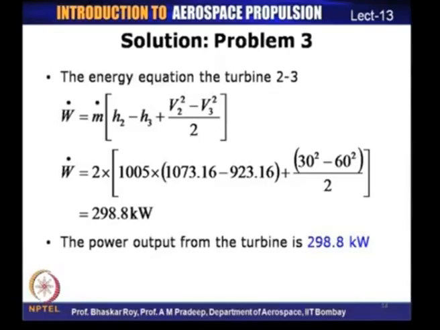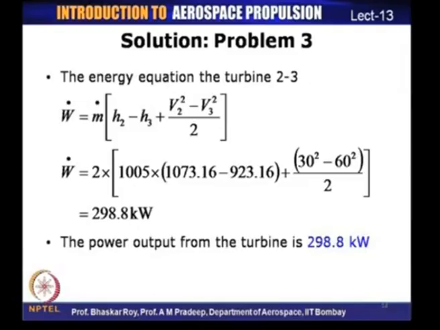So, we have all these values given in the problem. We have the mass flow rate. To calculate H2 and H3, it is basically Cp times (T2 minus T3), and T2 is already known as 1073.16 Kelvin, and T3 is also given as 650 degrees Celsius. So, 650 plus 273.16 is 923.16 Kelvin.